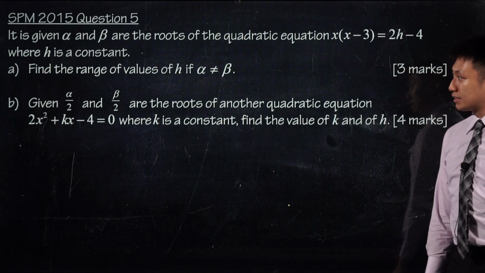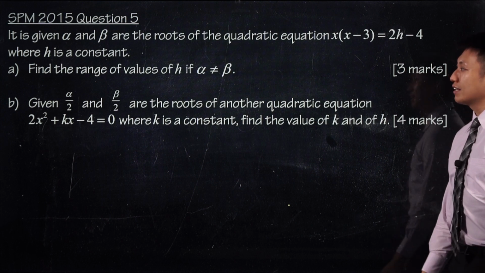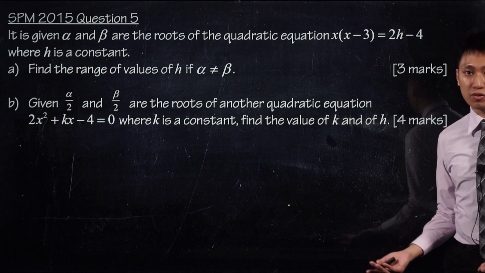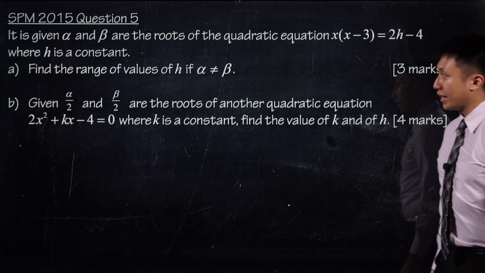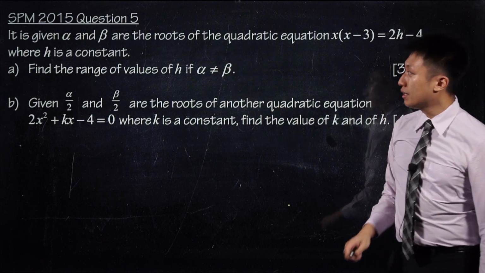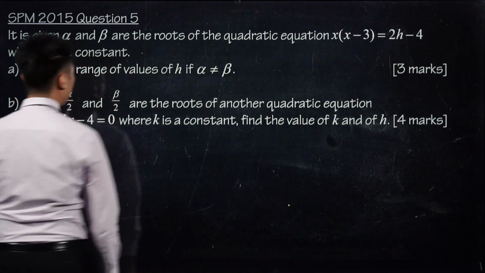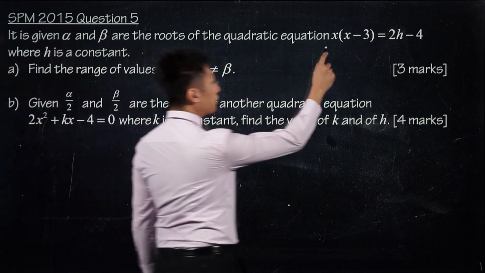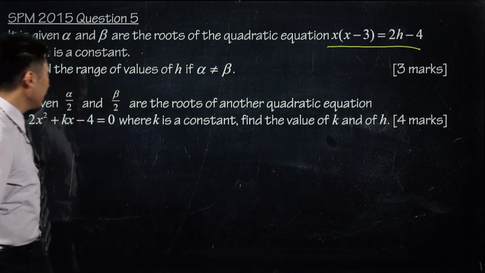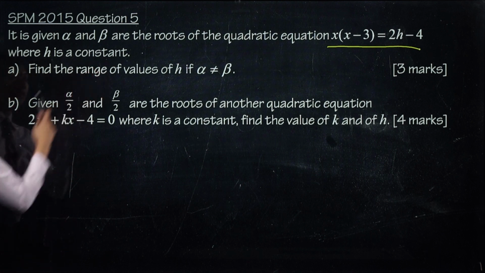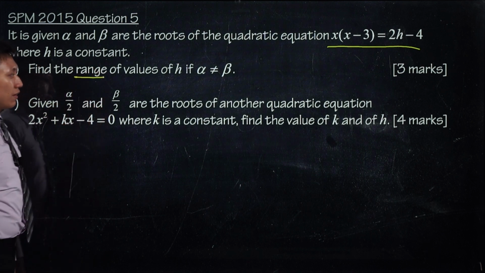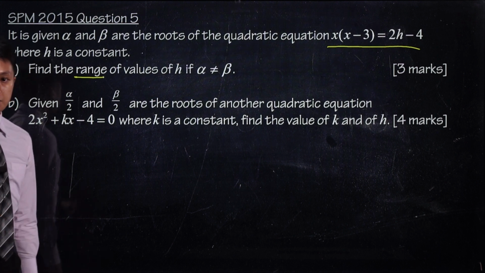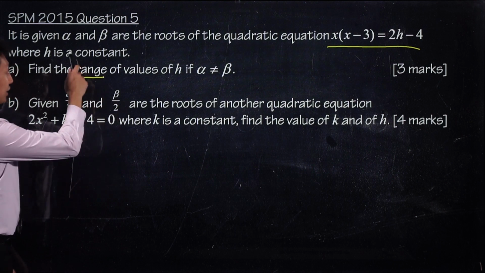Okay, so let's see this. Don't panic. Let's look at the question. I just read this, then you try it yourself, then we move on to talk about the answers. Okay, it's quite recent, 2015. It's given that alpha and beta are the roots of the quadratic equation, that thing over here, which is not expanded. You've got to do it yourself, where h is a constant. Find the range of the values of h if alpha is not the same as beta. Okay, the roots are not the same.